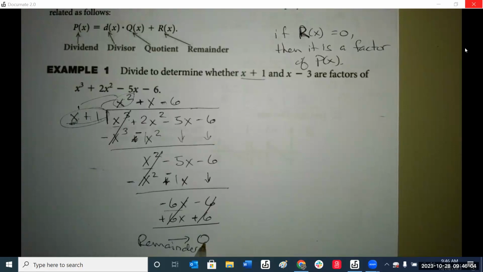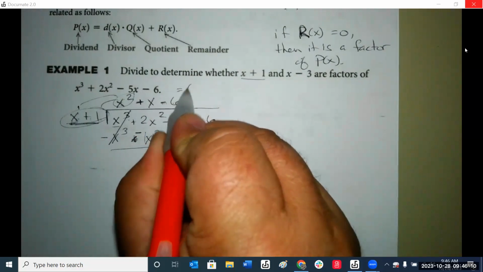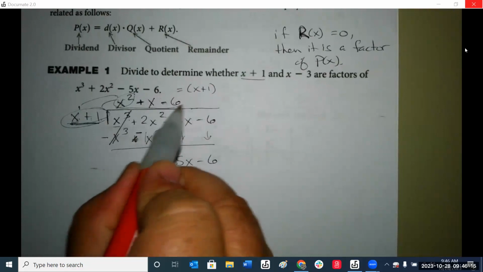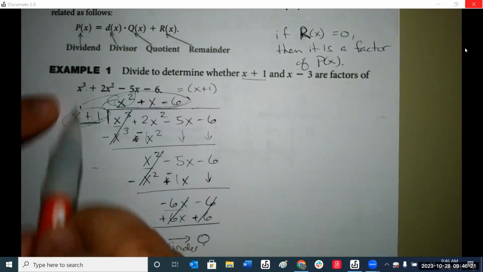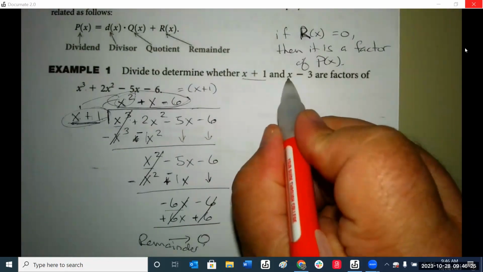Now, if this remainder is 0, we know that's a factor. We know x plus 1 is a factor of it. All we have to do now is take this answer here and factor that one out for the last 2. Because we're supposed to have 3. There's one of them. We need 2 more. So that's what we're going to do. Now, let's try the other one.